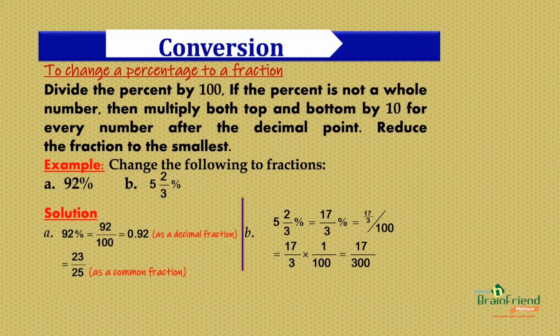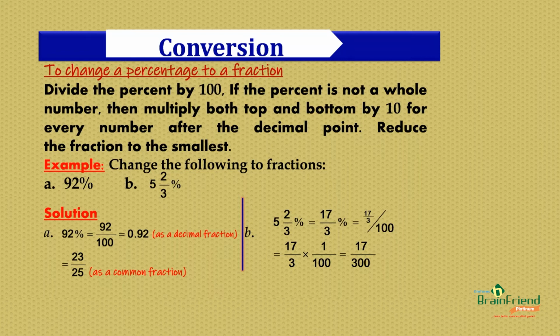Now, let's see how we can change percentage to a fraction. To do that, you simply divide the percent by 100. If the percent is not a whole number, then multiply both top and bottom by 10 for every number after the decimal point. Finally, reduce the fraction to the smallest. Now we have examples. The instruction says change the following to fractions. First, we have 92%, and secondly, we have 5 whole number 2 over 3%.